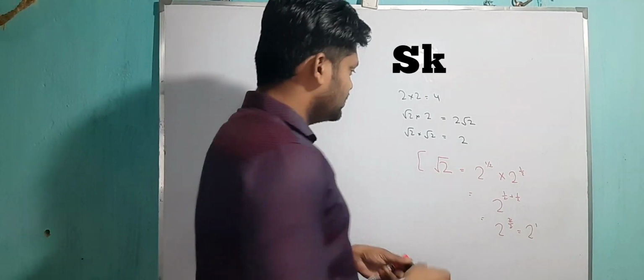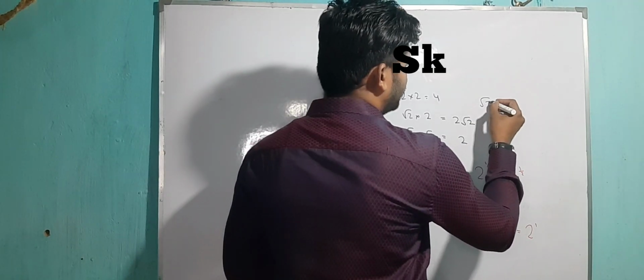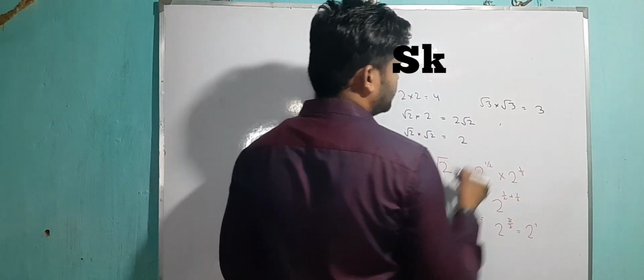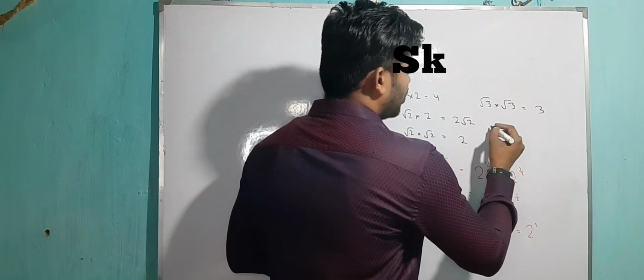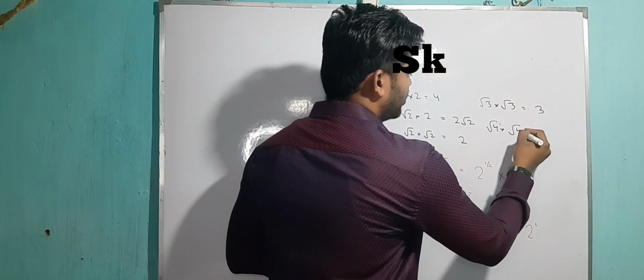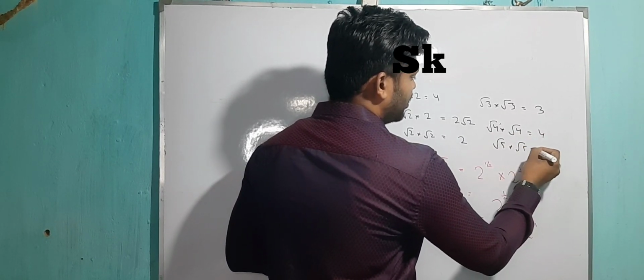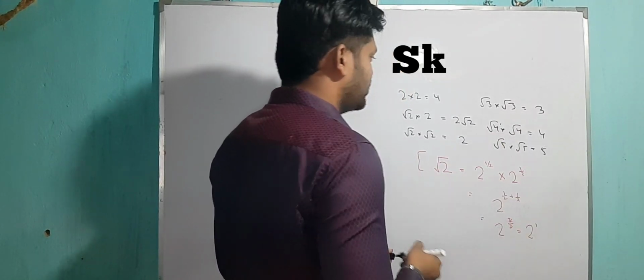Got your answer? Just like if I am having root 3 into root 3, same number, same root, 2 times, so 3. Just like root 4 into root 4, same number, same root, 4. Root 5 into root 5, 5, and so on. You can write many numbers as you wish.